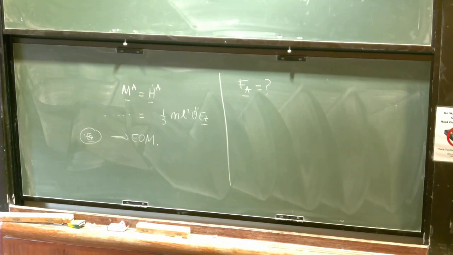I could take the sum of moments about a different point. That's not going to be enough. I don't think it is. Why is it not going to be enough? Yeah, FA has two components, and the balance of angular momentum here is always going to be along EZ, so you're going to need another equation. So what other equation can we use to find FA?